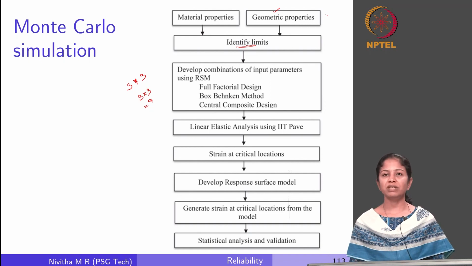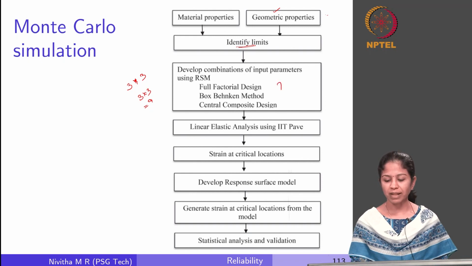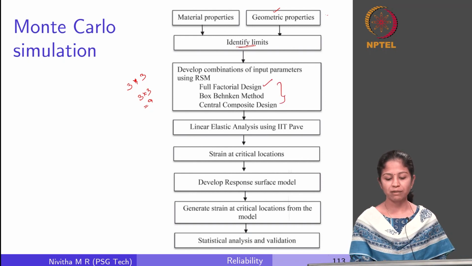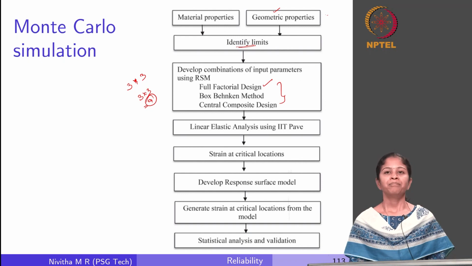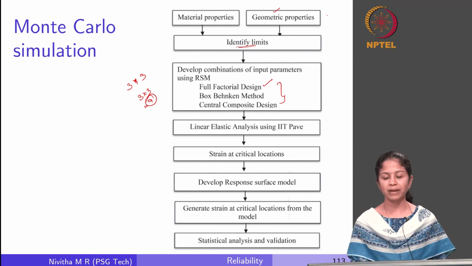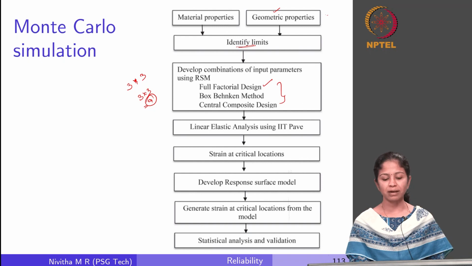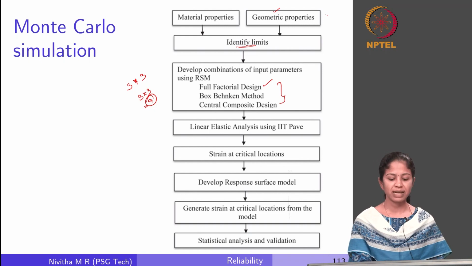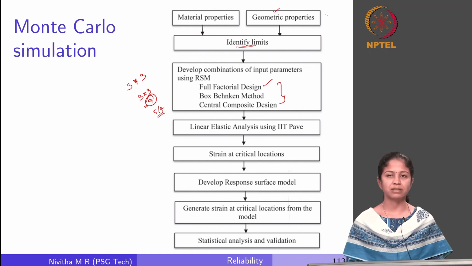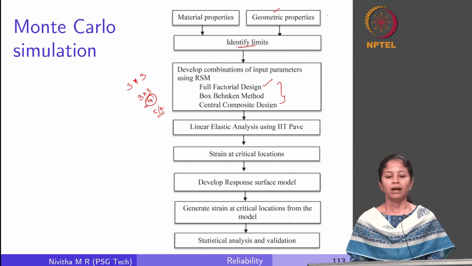So, in that case we use a factorial design which will limit the number of combinations that we have to use. There are different methods. One is a full factorial design which will consider all the combinations. There are other factorial designs like a Box-Behnken design or a central composite method which will give us a lesser number of combinations compared to the full factorial case. So, maybe in this case we might be getting only 4 combinations. So, that is a factorial design.